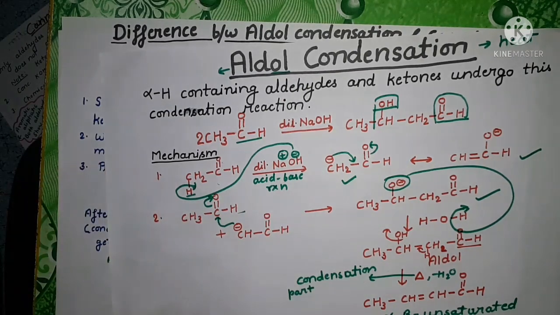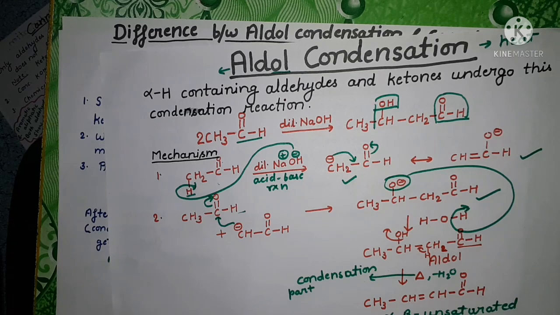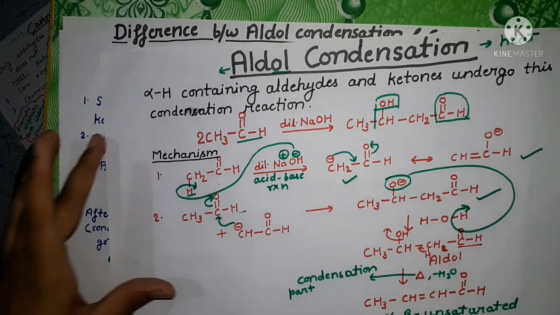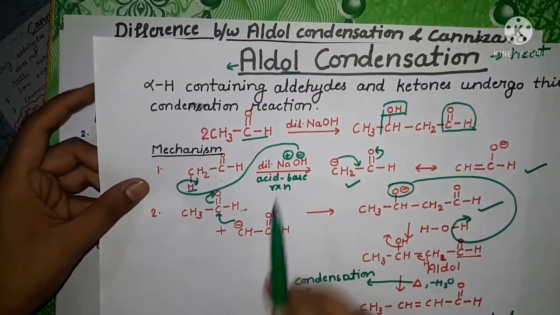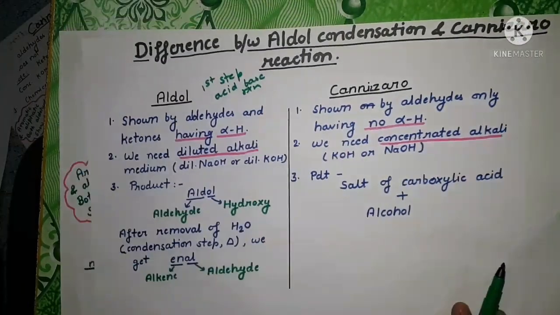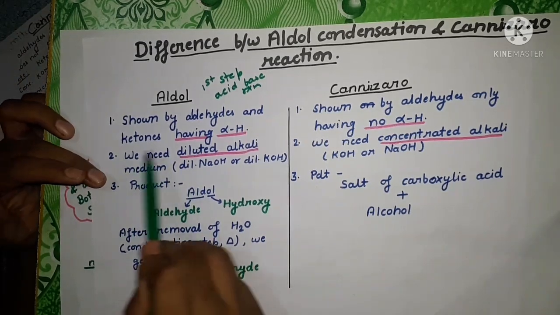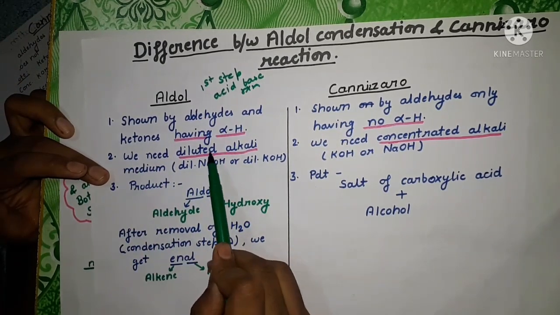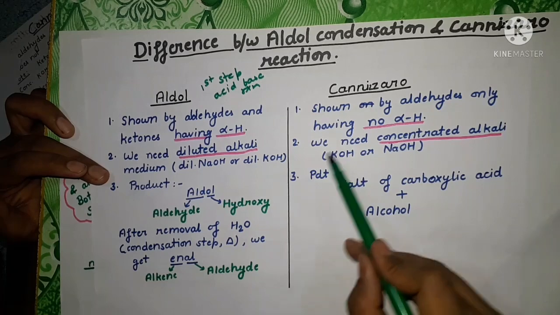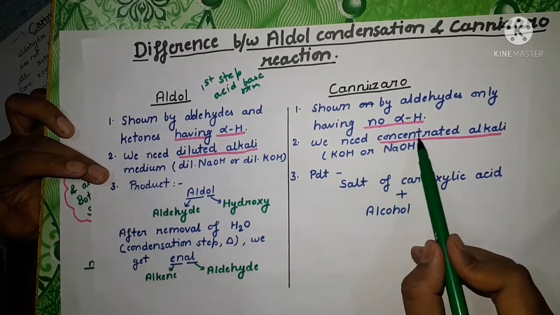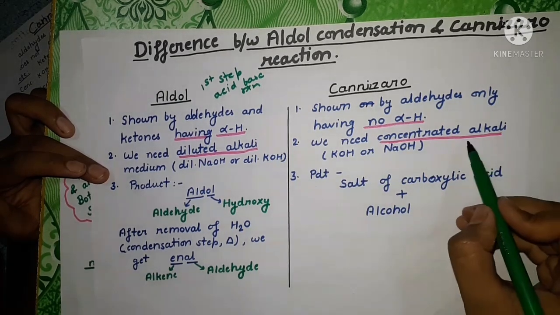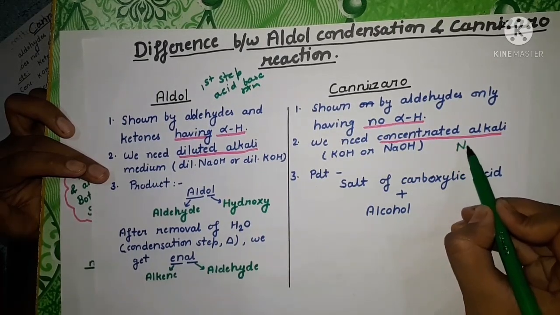So if in any compound more acidic proton is available and there is a possibility for an acid base reaction to occur, first of all the acid base reaction will occur, because acid base reactions are more reactive than any other reaction. So in this case, acid base reaction will occur. This step proceeds only in diluted alkali medium, but in this case we need concentrated alkali, as this alkali is acting as a nucleophile.